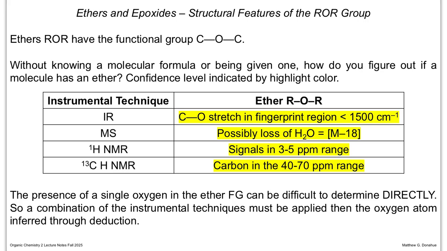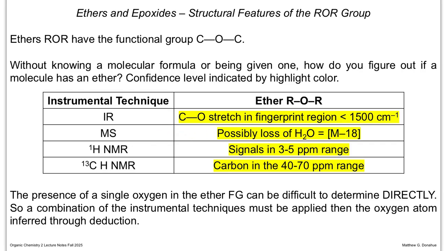In terms of the spectroscopy, or how do we know an ether is in a molecule, for IR, mass spec, proton, and carbon, you'll notice that all of these are in yellow, which means there's nothing with a high level of confidence that is a diagnostic signature. For IR, a carbon-oxygen sigma bond is in the fingerprint region, and since that has a lot of stuff, it's hard to pull out as okay, that's an ether.